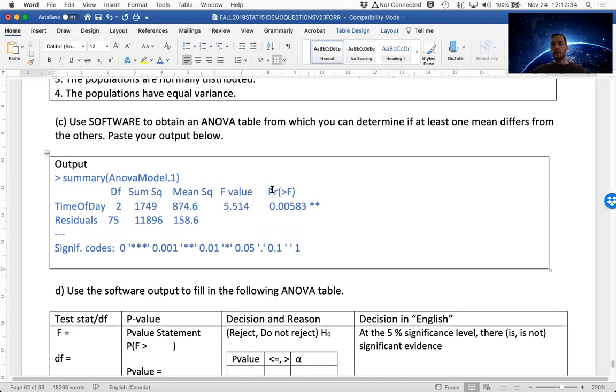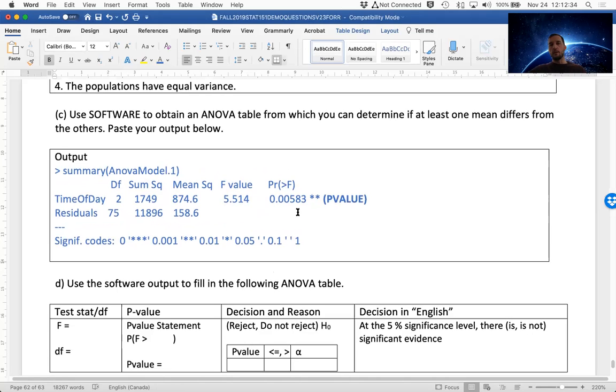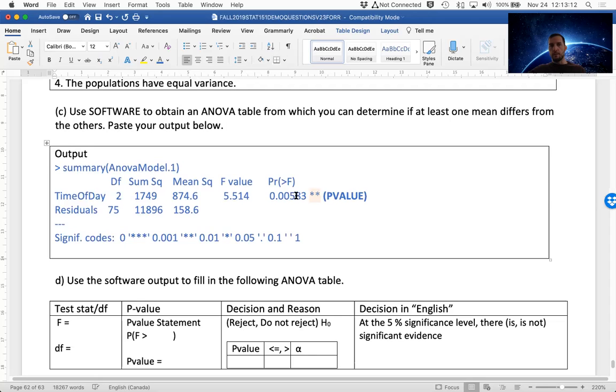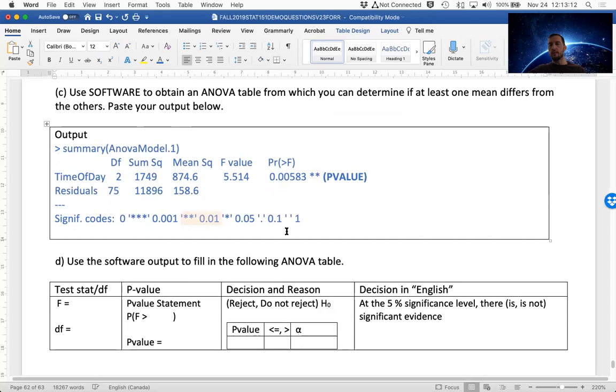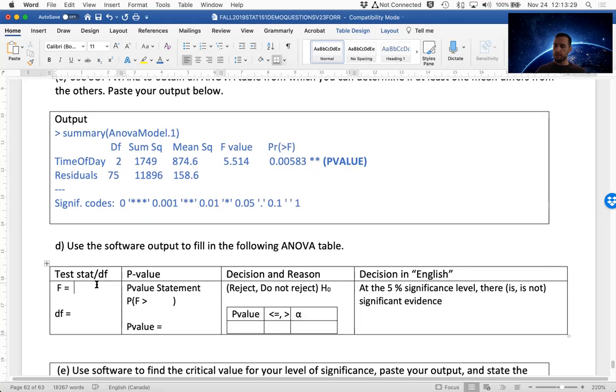And this last value here, probability greater than F, 0.00583, that's the P value. Now you can see that there's a double star beside the P value. That's telling you the significance level it's actually significant at. So what this is telling us is that we actually have statistical significance of a difference at the 0.01 level.